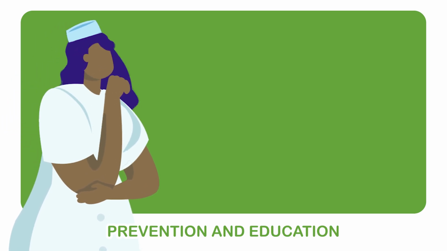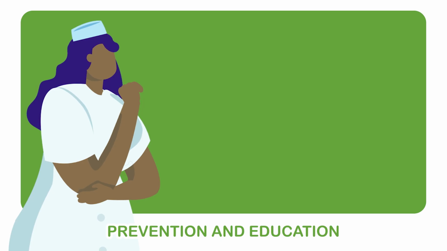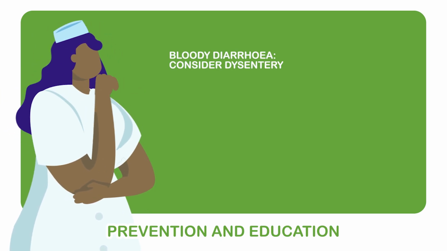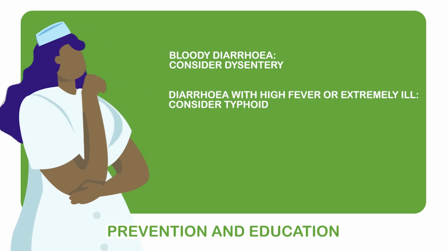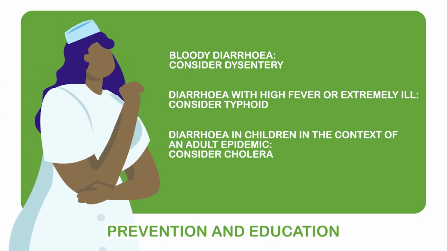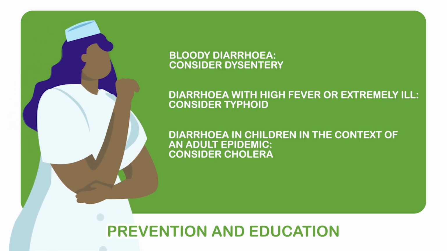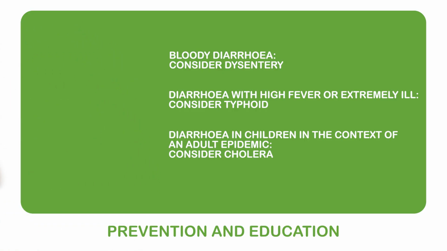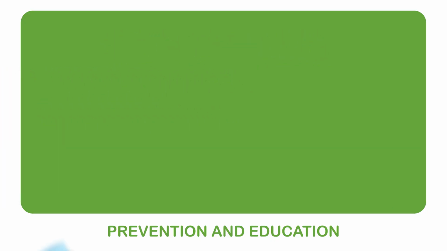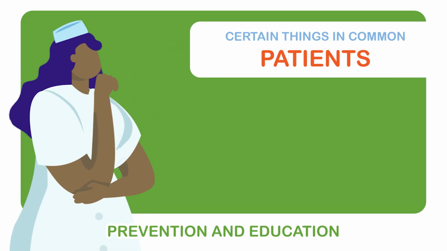Diarrhea may also be associated with other diarrheal diseases with the following symptoms. Bloody diarrhea, consider dysentery. Diarrhea with high fever or extremely ill, consider typhoid. Diarrhea in children in the context of an adult epidemic, consider cholera. If cholera cases have been reported in the area, please be alert, especially in adults with watery stools and particularly if they are dehydrated.